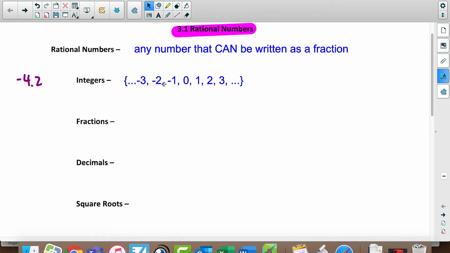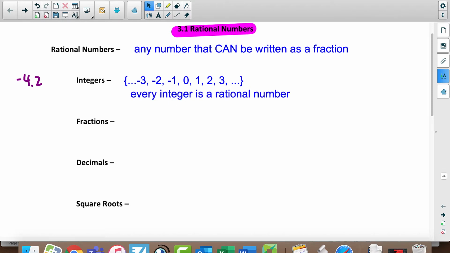But you'll see there are no decimals in here. 1.5 is not an integer. Negative 2.7 is not an integer. It's only those counting numbers, the whole numbers, and the negative whole numbers. So what's the case about integers? Are they rational numbers? Can you write all these numbers as fractions? Yes, you can. These are rational numbers.